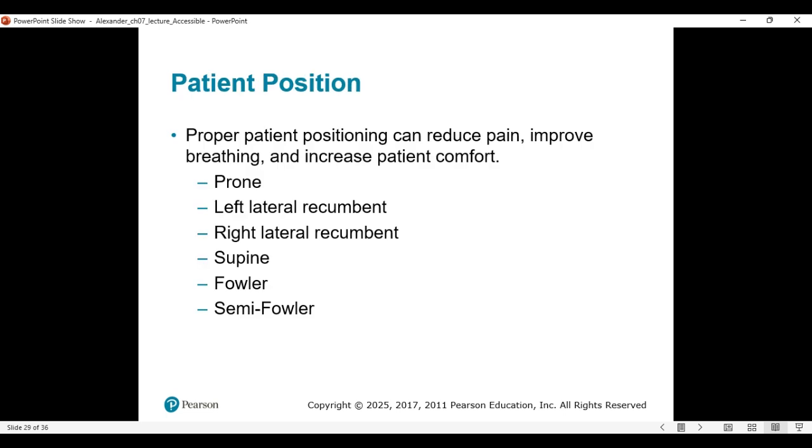Proper patient position can reduce pain. So prone, that's on their belly, right? A left lateral recumbent would be laying on their left side. Right would be on the right side. Supine is their back. If someone is positioned in a Fowler position, they're almost sitting upright. And the semi-Fowler is kind of leaning back but not laying flat.